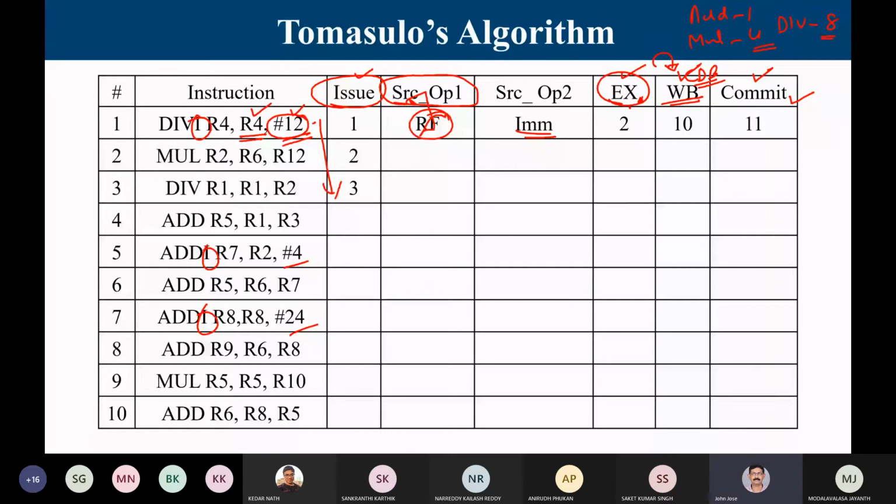Pipelining is not an issue here. For the multiplication unit, for 4 cycles, I cannot take any other multiplication operation. Division cannot take any other division operation for 8 cycles. That means whoever is coming for division has to wait in the reservation station.